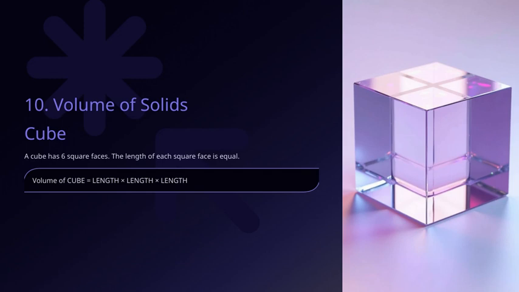A cube has 6 faces, and each of those faces is a square. What's important to remember here is that all the sides of each square face are of equal length. This symmetry is what makes the cube so unique. When calculating the volume of a cube, we take the length of one side and multiply it by itself 3 times. So the formula is simple. Volume of the cube equals length times length times length. This means if you know the length of one edge, you can easily find the total space inside the cube. Understanding this concept is fundamental because it helps us grasp how volume relates to the dimensions of three-dimensional objects, which ties into the overall theme of understanding shapes and their measurements.